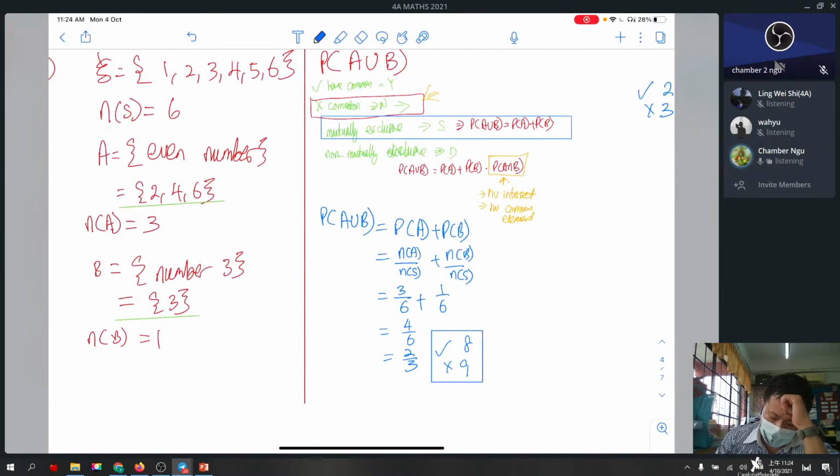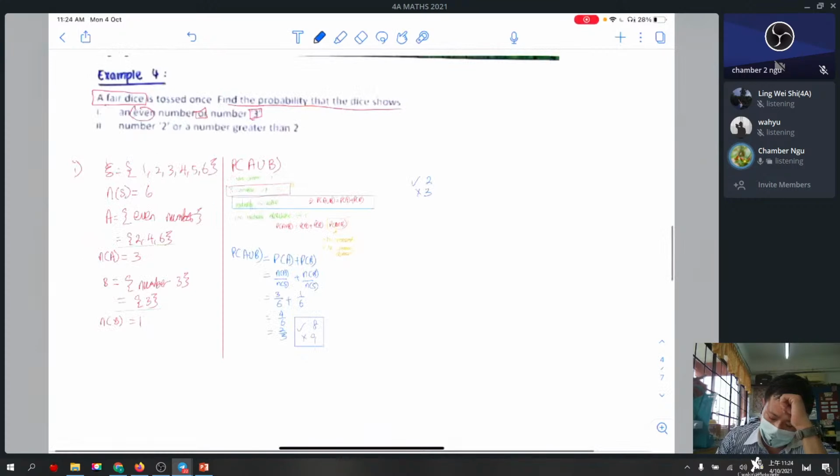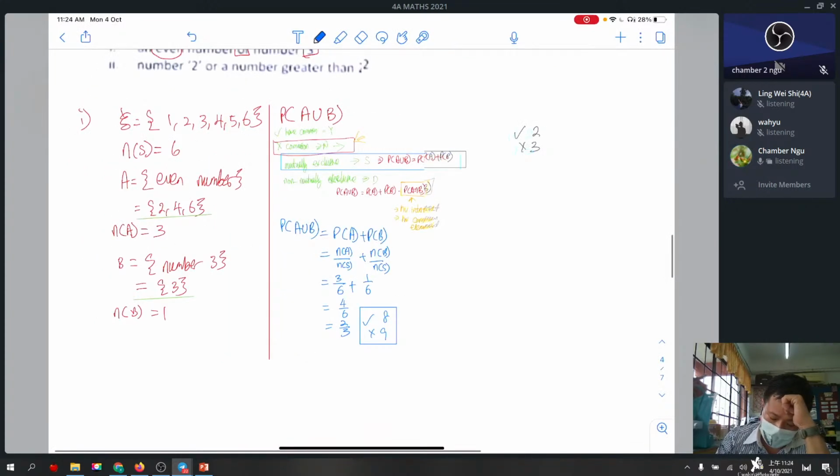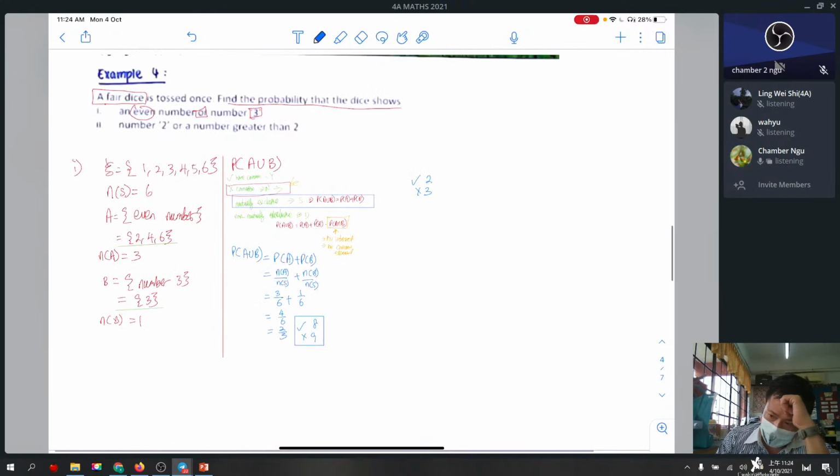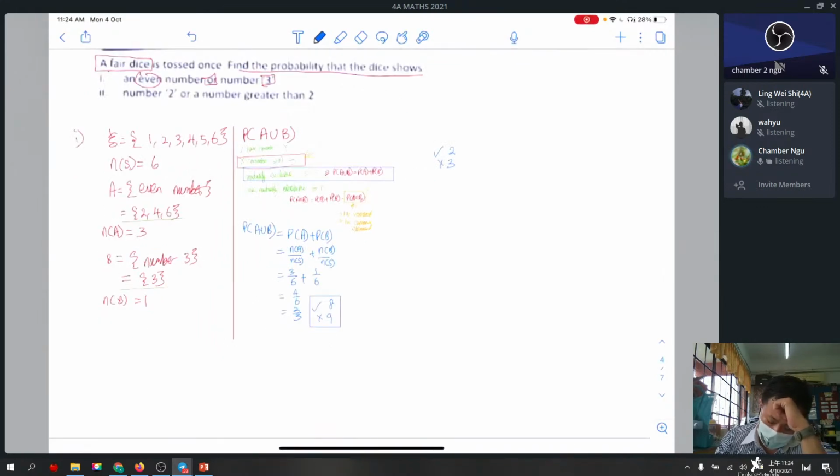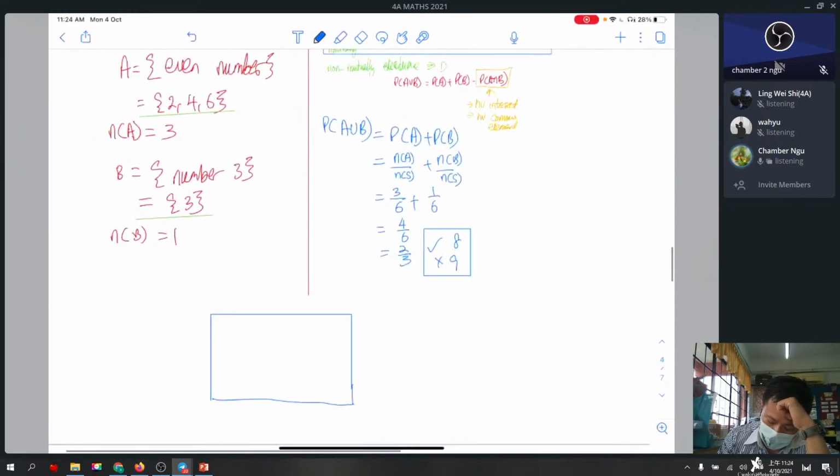Can we represent, transform this question in the Venn diagram? If we do make it in the Venn diagram, okay, I draw the universal set. So now we only have 2 sets, and set A and set B do not intersect. So I draw A, and then another one is B. So I label this one A, this one B.